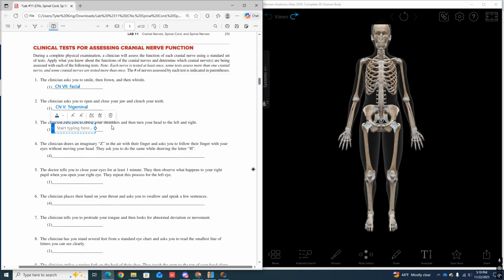Clinician asks you to shrug your shoulders, turn your head to the left and right. You're doing the muscle actions of the SCM and the upper trapezius. So because of that, you are testing the accessory nerve there.